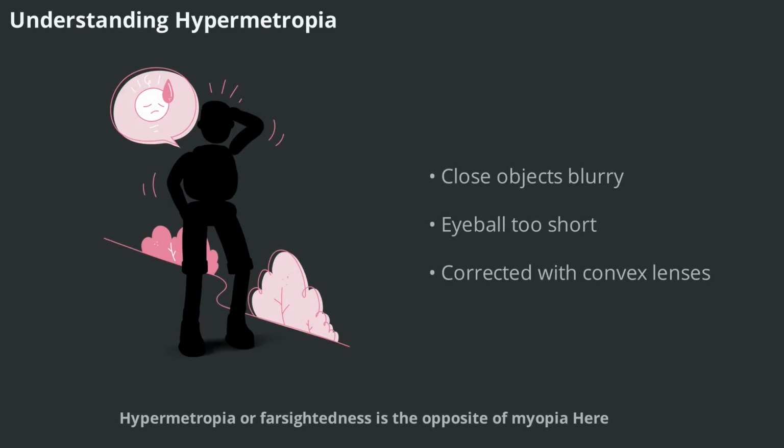Hypermetropia, or farsightedness, is the opposite of myopia. Here, close objects appear blurry while distant objects are clear. This happens when the eyeball is too short or the lens is not curved enough, causing light to focus behind the retina. Hypermetropia is corrected with convex lenses, which converge light rays to focus them on the retina. Proper correction ensures comfortable reading and close-up work.